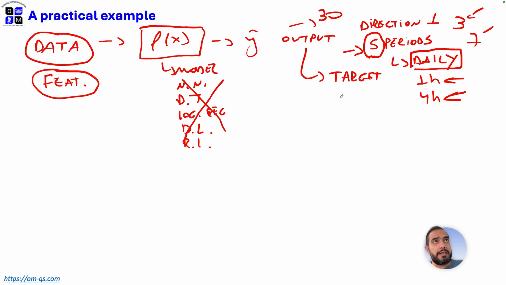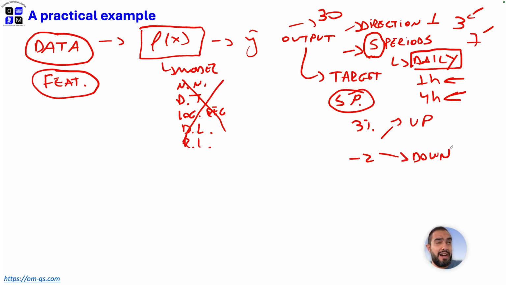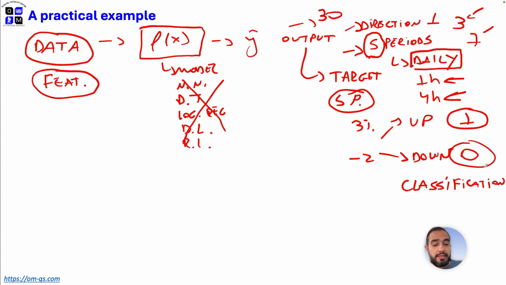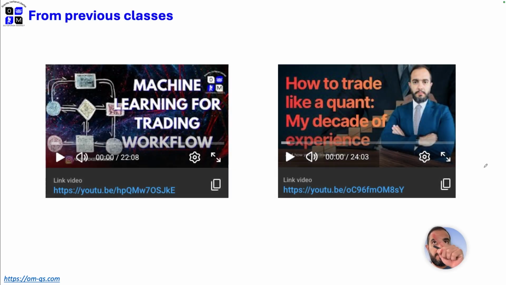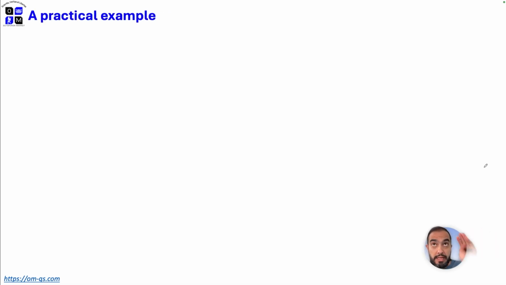And this target is the return in percentage in the next 5 periods and the direction. So if in the next 5 periods we have, I don't know, 3%, then it means the direction was up. If we have -2, the direction was down. So the model will get 1 for up, 0 for down, meaning we have a classification problem. Professor, what is a classification problem? Please visit the machine learning for trading workflow and the other class as well, right? So let's focus on the features in this case.